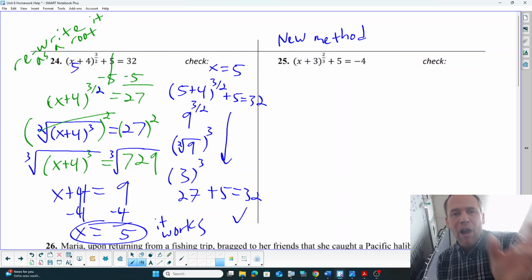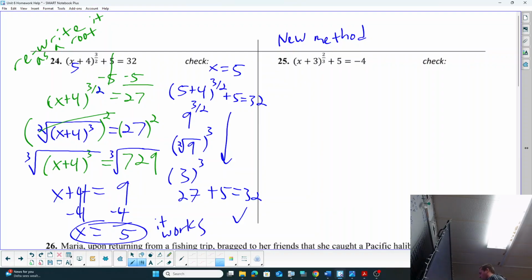So you're going to go ahead and power both sides with the reciprocal. Right? So we're going to minus 5 to the other side first. So we get negative 9. And then with x plus 3 to the 2/3 power, instead of doing x plus 3 all squared and then doing the 3rd root, we're going to try something different. We're going to try doing the root of 3/2. Right?